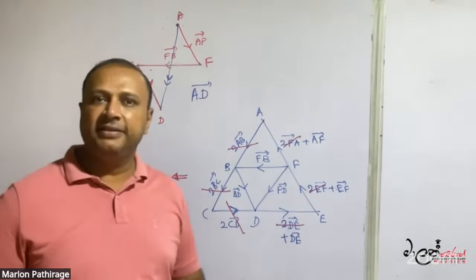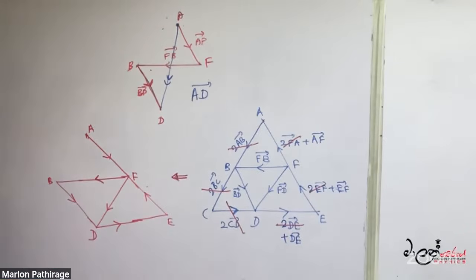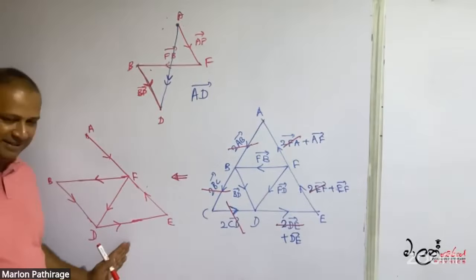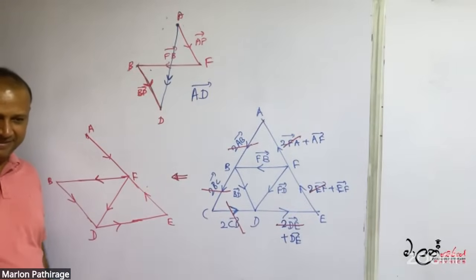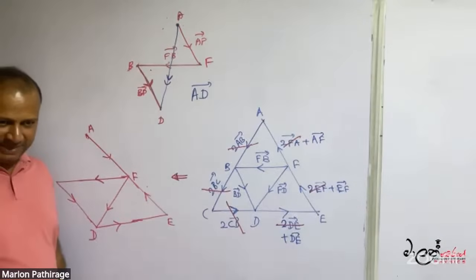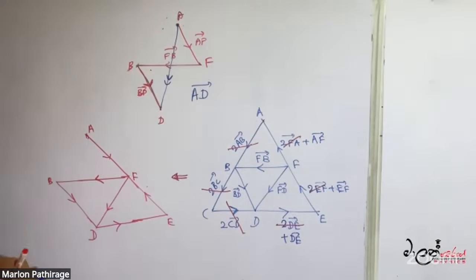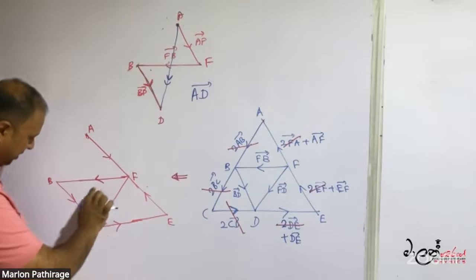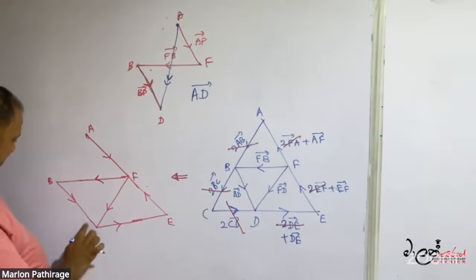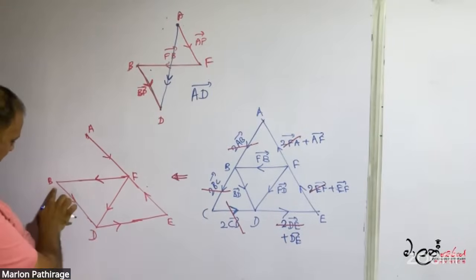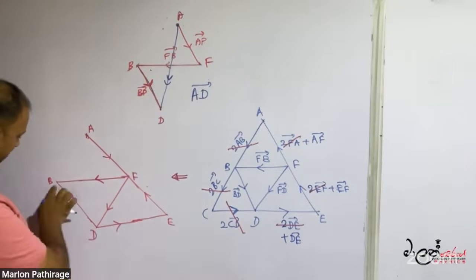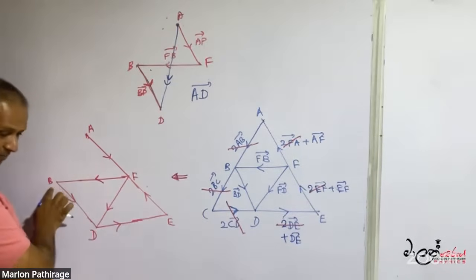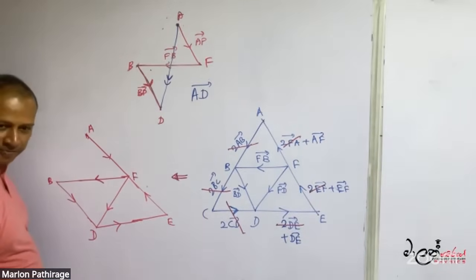Is that clear? Now it is very clear. Now, if I consider this triangle, B, D, E, F, B, this quadrilateral, that is a closed loop.